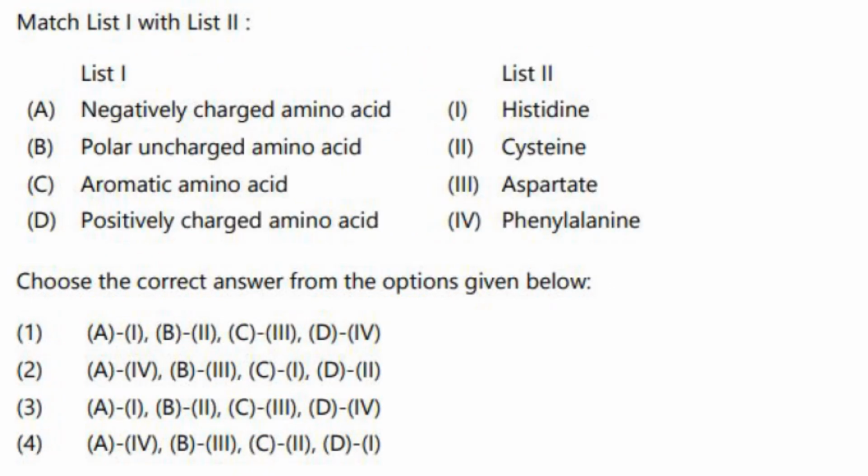Then this question was omitted because your options don't have the correct answer. But anyway, I will tell you the answer. Negatively charged amino acid is aspartate. Only aspartate and glutamate are negatively charged. So out of this option, A3, polar uncharged amino acid is cysteine. Aromatic amino acid is phenylalanine and positively charged amino acid is histidine. So A3, B2, C4, D1. Answer is not given in the options.